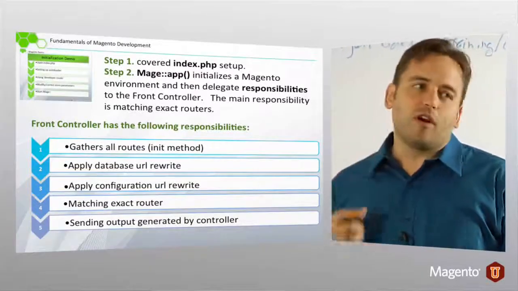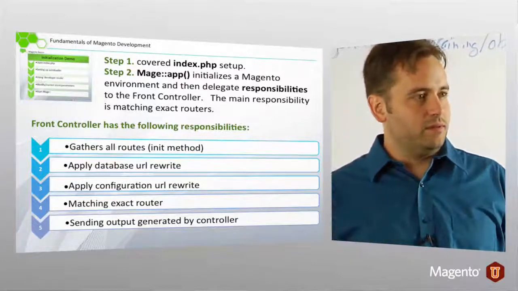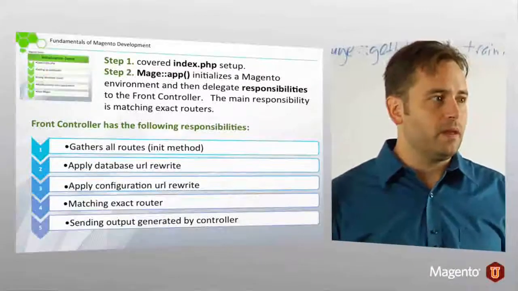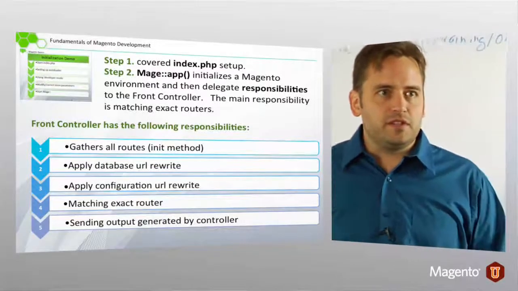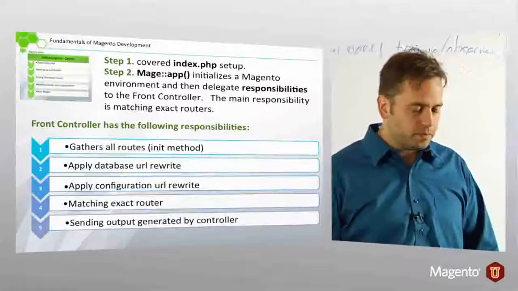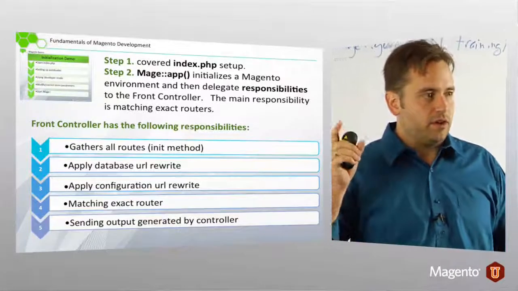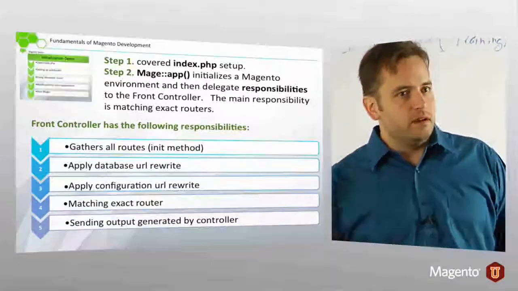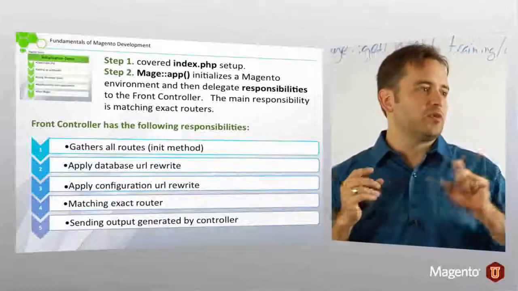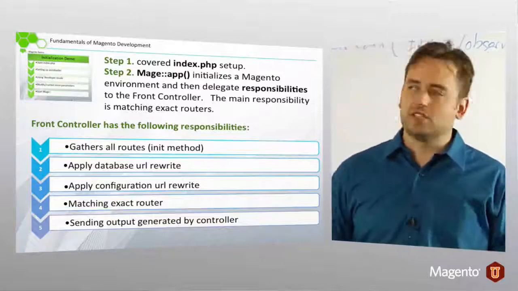Apply database URL rewrites. So these are the rewrites that are built into the database when you make a category, when you make a product. These paths are stored in the database with some additional information, and Magento will inspect the current path against the database to see if it needs to translate to an actual internal path. And we'll look at that extensively in the next lesson.